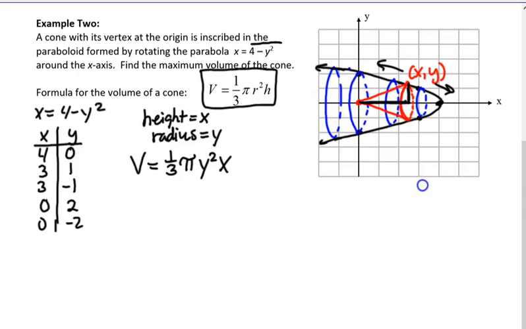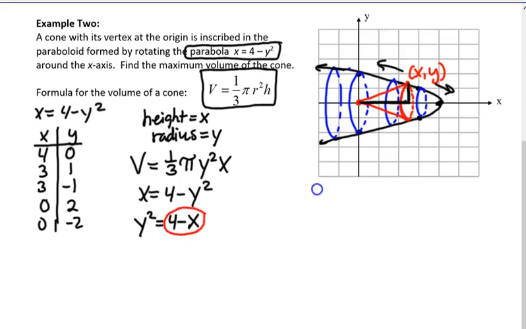So I have this parabola formula right here. I have x equals 4 minus y squared. So what I'm going to do is solve this for y. And actually, I'm only going to solve it for y squared because I want to substitute something for y squared anyway. So I could say y squared equals 4 minus x and substitute 4 minus x for the y squared that's in the volume formula. That then would give me volume equals 1/3 pi times 4 minus x times x.